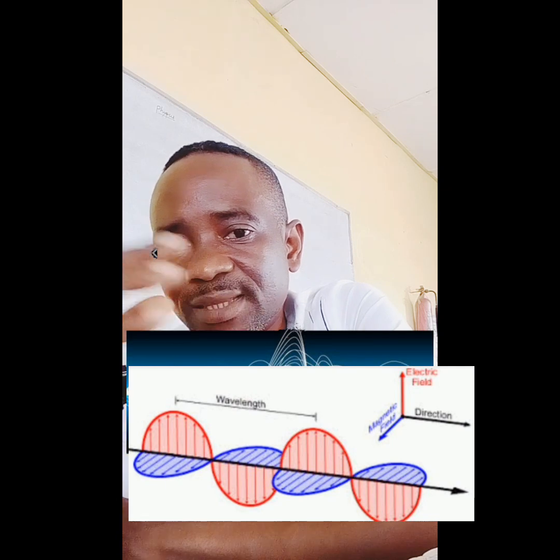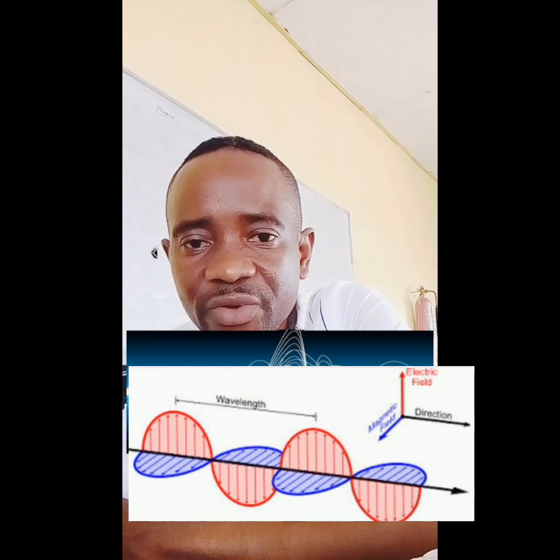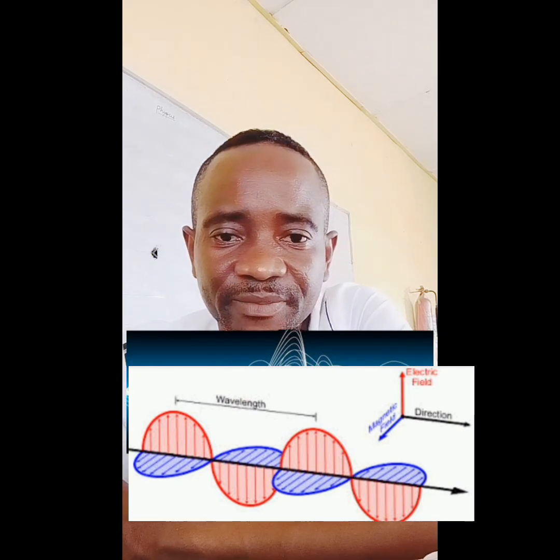Today, our discussion will be on electromagnetic waves. An electromagnetic wave is a wave generated as a result of the coming in contact of an electric field and a magnetic field at an angle of 90 degrees. So this establishes a wave known as an electromagnetic wave.